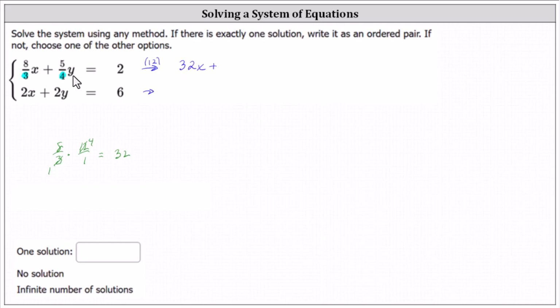plus, now let's determine 5/4 times 12. 4 and 12 share a common factor of 4. There's 1 4 in 4 and 3 4s in 12, giving us 3 times 5, which is 15. 5/4 y times 12 is 15y, which equals on the right, 2 times 12 is 24. The second equation remains the same.